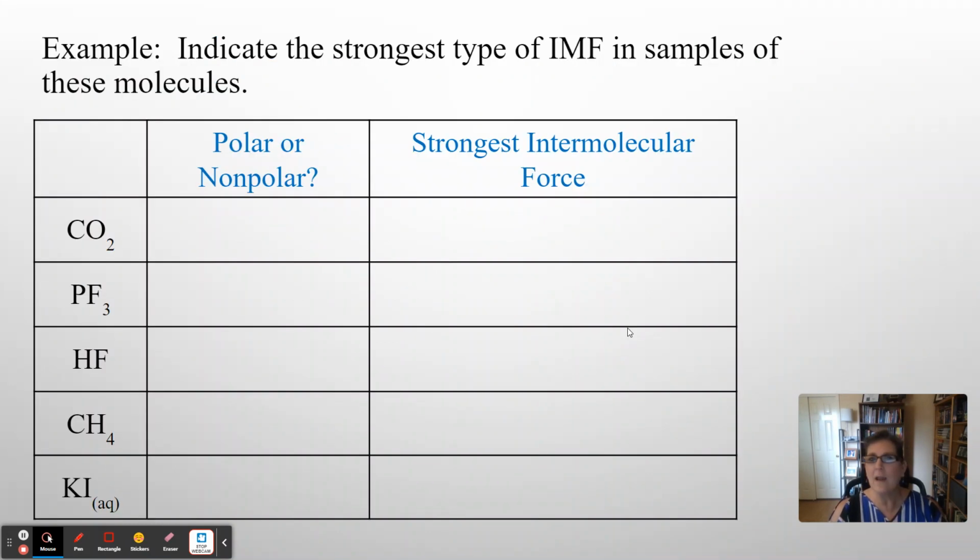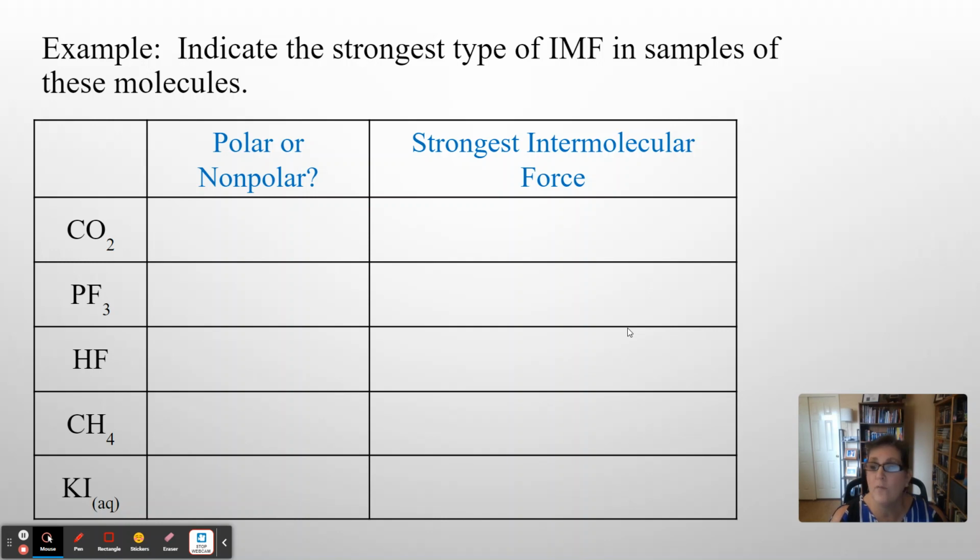All right, what kind of questions do we ask? Well, we want to know what the strongest force is in a sample. So here we have some samples on the left side, and we're going to determine the strongest intermolecular force in that sample. It is helpful to know if the molecule is polar or nonpolar. So let's look at CO2 first of all. Is that polar or nonpolar? Is it London force or dipole-dipole force? We know it's not hydrogen bonding force because there's no hydrogen. And it's not the ion-dipole force because we don't have any ions.